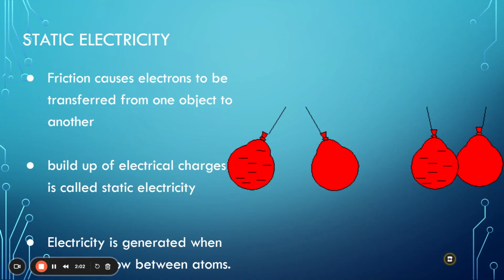You've transferred electrons from the carpet to yourself, and so now you have extra electrons that you don't need. When you go to touch something like metal, your body naturally gets rid of those extra electrons. That buildup of electrons is called static electricity. So now the object has more electrical charges, and electricity is generated when you have that flow of electrons between the different objects.